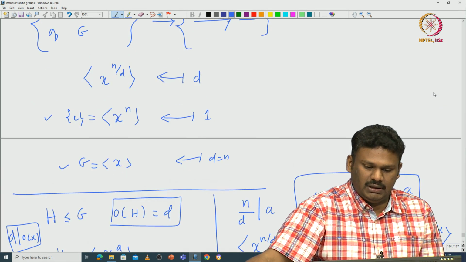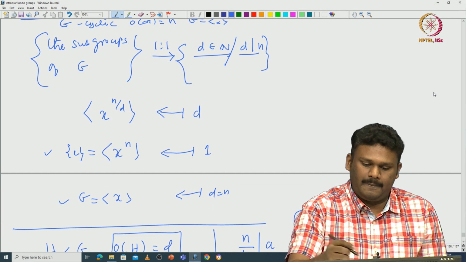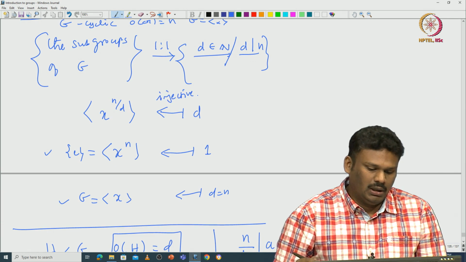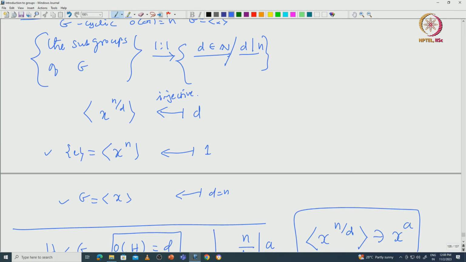So, that proves that this map is injective. Okay. So, this is an injective map. Now, by definition this is onto, because given d you have a subgroup. So, that proves that this is actually a bijective correspondence. Okay.